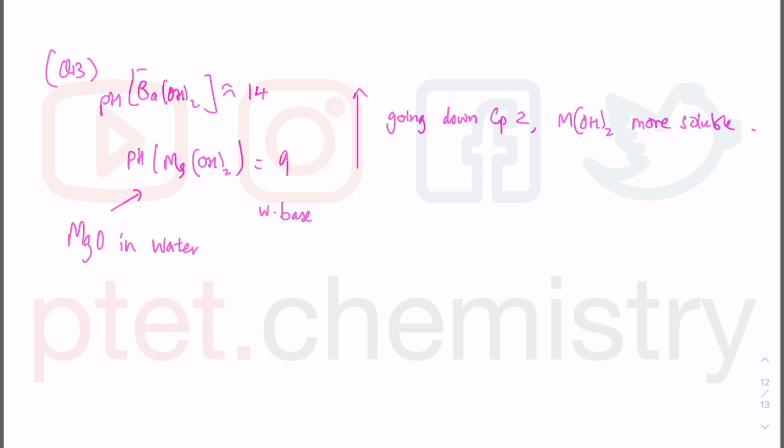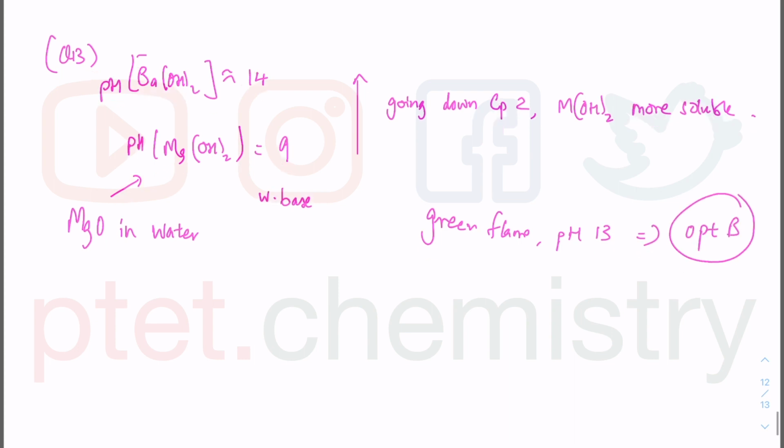So in association with the color seen, which is the green flame, as well as the pH 13 or pH 14, which is a very strong base, there's just option B as your answer. Very straightforward there. Question 14.